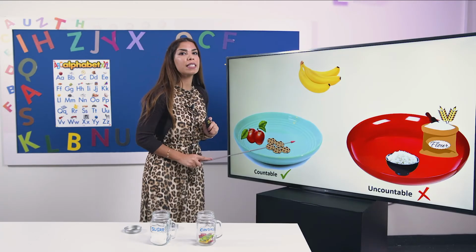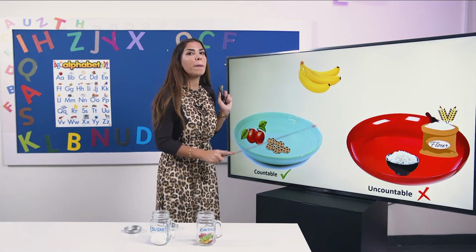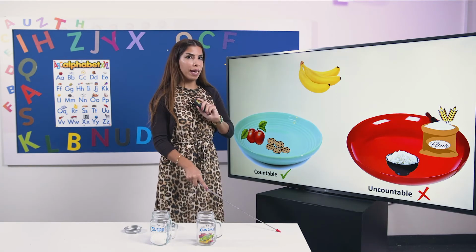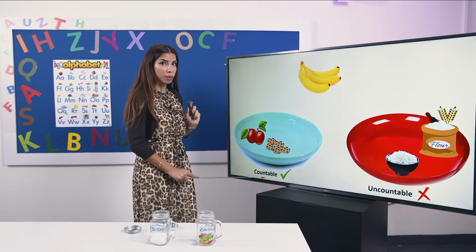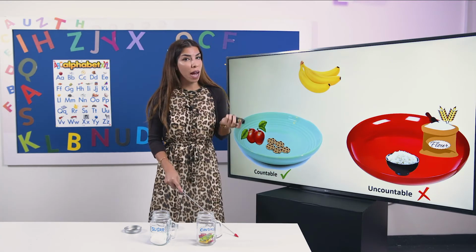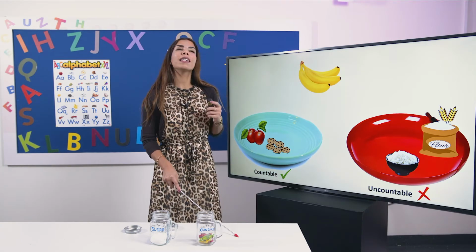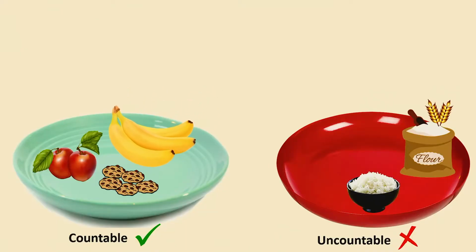What are these? What can you see here? Very good. Bananas. Okay, think with me. Bananas. Are they countable or uncountable? Can you count the bananas? Yes, very good. So, bananas go to the green plate. Great job.